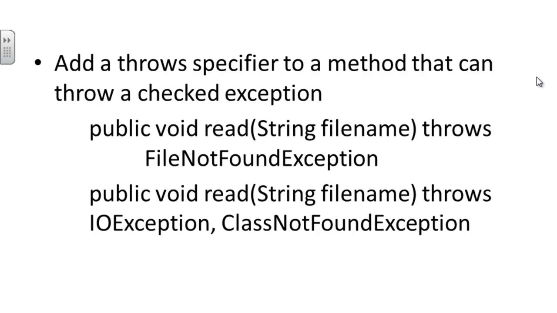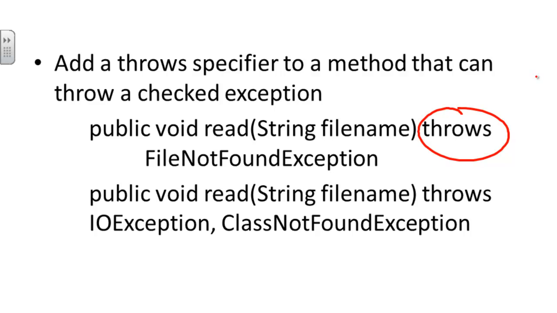So to handle a checked exception, you're going to add a throws specifier to a method. So if I add public void read, this method's reading some file as an image with a string of the file name, I will then say throws FileNotFoundException. That says this method will check this exception, and the method will die unless I tell it how to handle it.